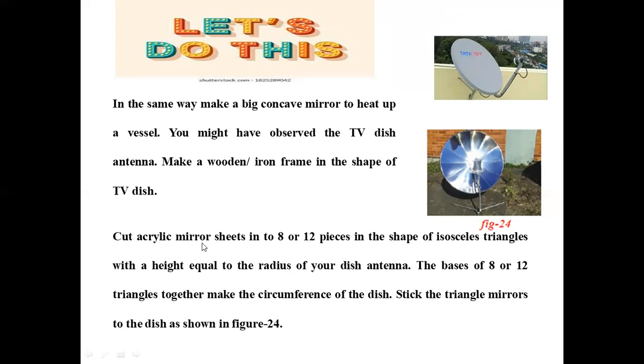Cut acrylic mirror sheets into 8 or 12 pieces in the shape of isosceles triangles. They can be cut into triangles, and the radius of your dish, whatever you are preparing, should exactly resemble the TV antenna. Only then is it possible to collect the sun rays in the proper way. So 8 to 12 triangles are prepared now. Together they can make the circumference of the dish. Stick the triangle mirrors to the dish as shown in the figure.